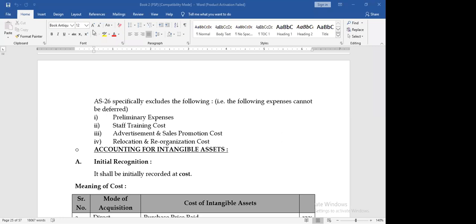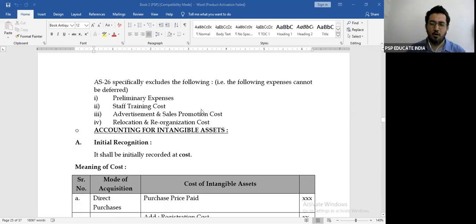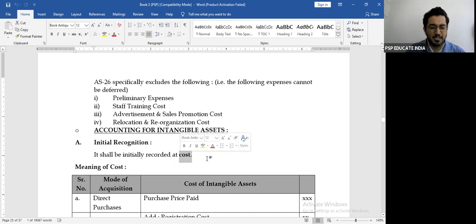Okay, let's continue. Come to the next one, which is accounting for intangible assets. How will you do the accounting for intangible assets? Please pay attention. The first one is initial recognition. Initially, every intangible asset will be recorded at cost. Underline that. Initially, every intangible asset will be recorded at cost.